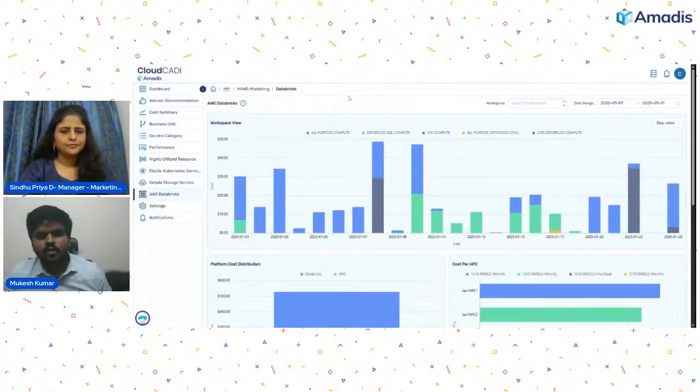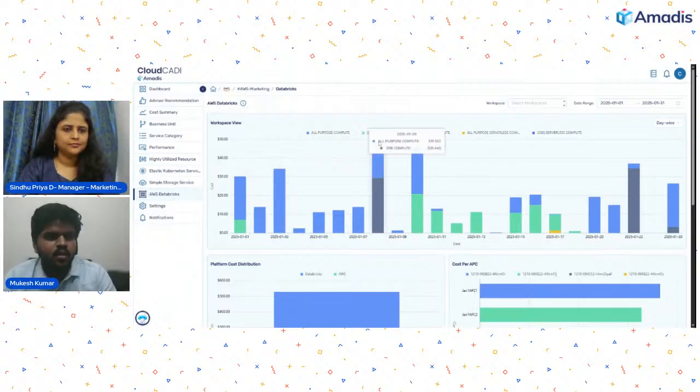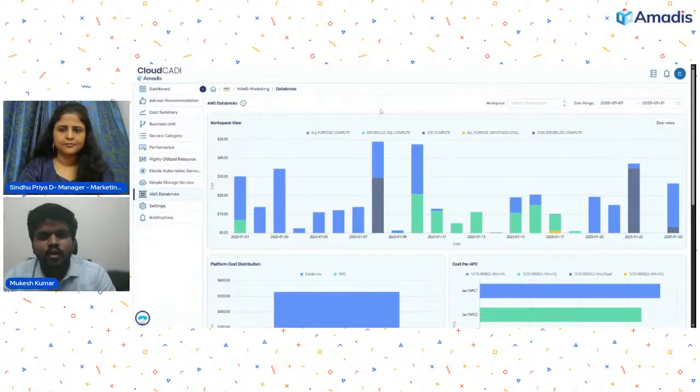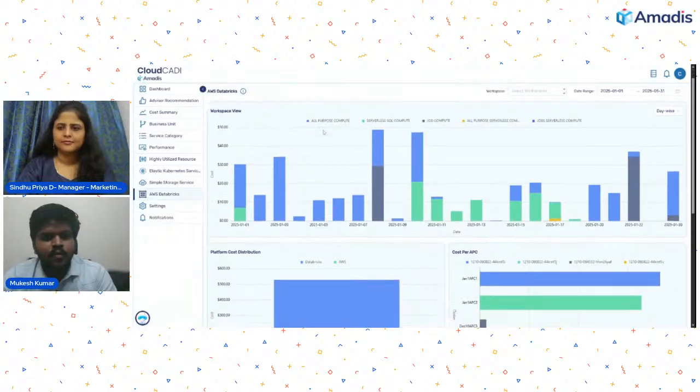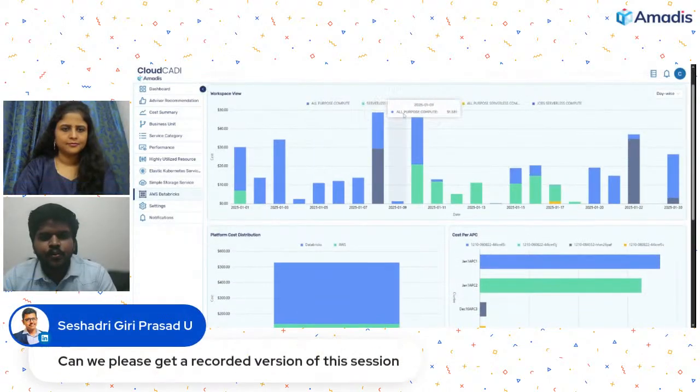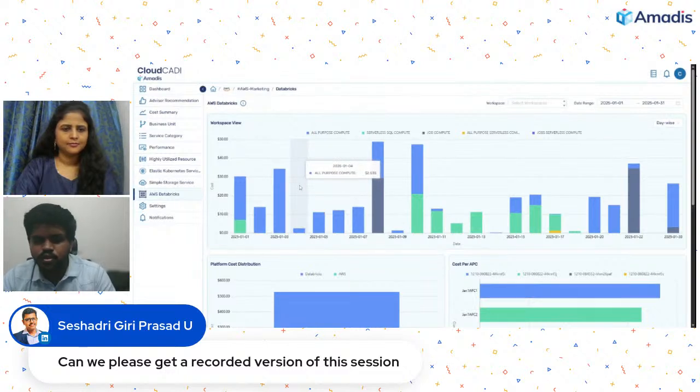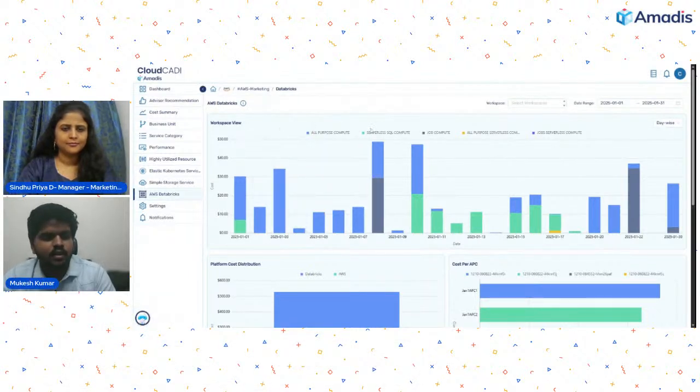Okay. So the screen you see right now is the dashboard pane which CloudCADI gives the end user for monitoring and analyzing the usage data. The first chart talks about the compute level spend for each and every workspace: all-purpose compute, job compute, SQL compute, all the different compute that are being used under these workspaces.